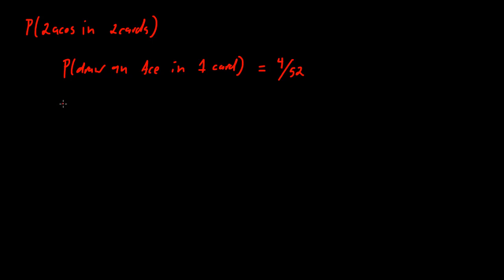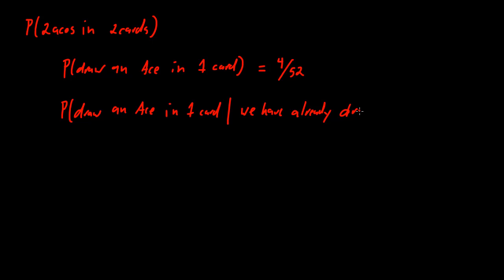Now we have the probability that we draw an ace in one card, given that we've already drawn an ace. That's just equal to the number of aces we have left in our deck, so 3 aces left, over the size of our deck left. Since we had 52 cards before, and we've taken one of those out, we now have 51 cards left in our deck.